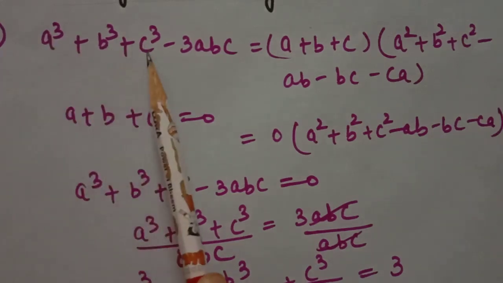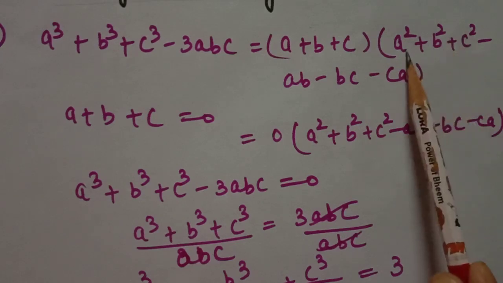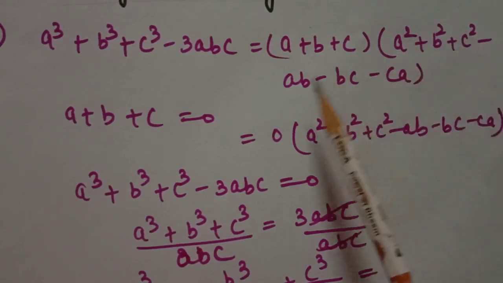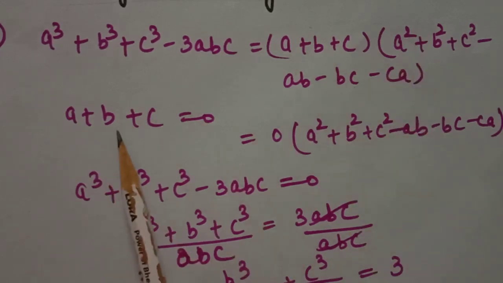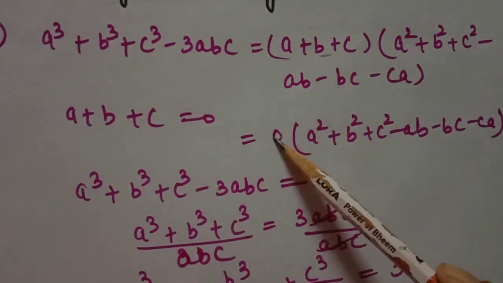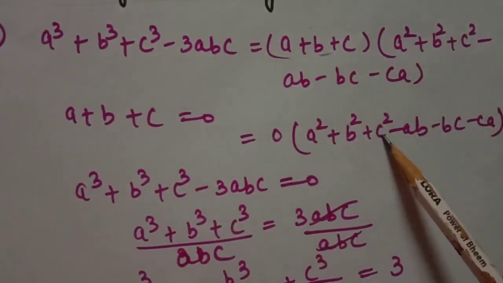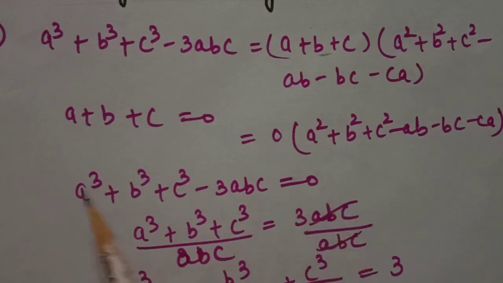So a cube plus b cube plus c cube minus 3abc is equal to a plus b plus c, and the second bracket a square plus b square plus c square minus ab minus bc minus ca. So students, it is given that a plus b plus c is equal to 0. So we will put the value here, which is equal to 0, and then multiply with the second bracket. When we multiply 0 with this bracket, the complete number is equal to 0. So a cube plus b cube plus c cube minus 3abc is equal to 0.